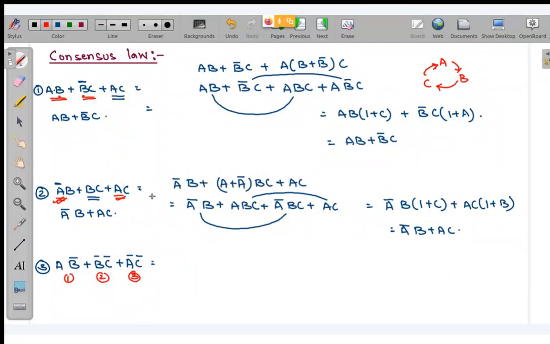Look for the complemented and uncomplemented terms. Which terms are you going to retain? 1, 2 and 3.